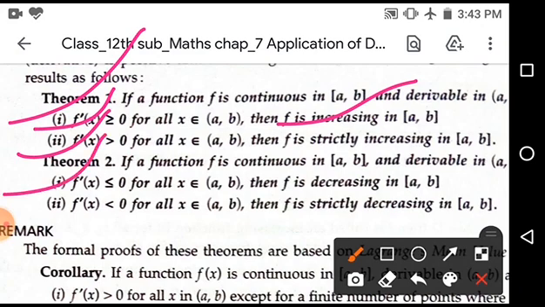The next theorem is, if f is a function and it is continuous in the closed interval [a, b] and derivable in the open interval (a, b), then two conditions take place. The first condition is, if f dash x is less than or equal to 0 for all values of x belonging to the open interval (a, b), then f is decreasing in the closed interval [a, b]. And the second condition is, if f dash x is less than 0 for all x belonging to the open interval (a, b), then f is strictly decreasing in the closed interval [a, b].